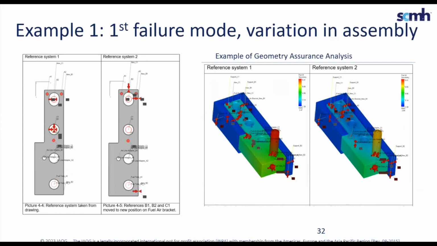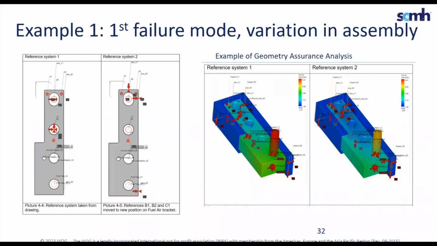Next, we comment on the first failure mode and the need for variation simulation. To illustrate how variation can be studied, we have added an example of how sensitivity can play a role in the mounting of an assembly.